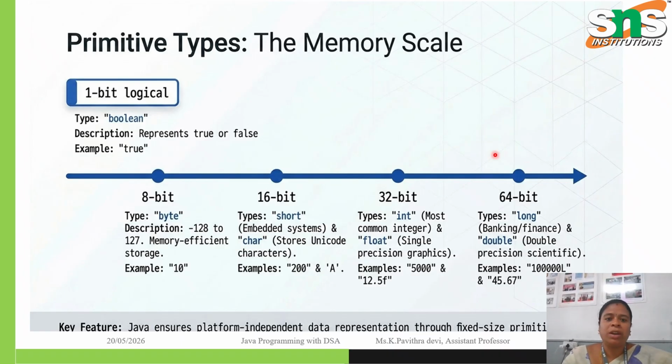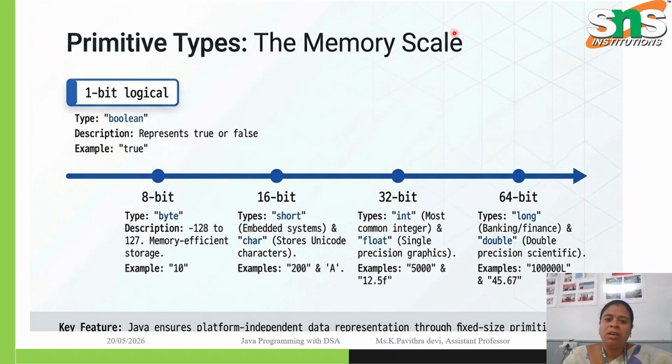Next one, primitive data types. Primitive data types are the basic built-in data types provided by Java. They store simple values directly in the memory. There are 8 primitive data types, with size and description. Byte stores small whole numbers from -128 to 127. Used to save the memory.